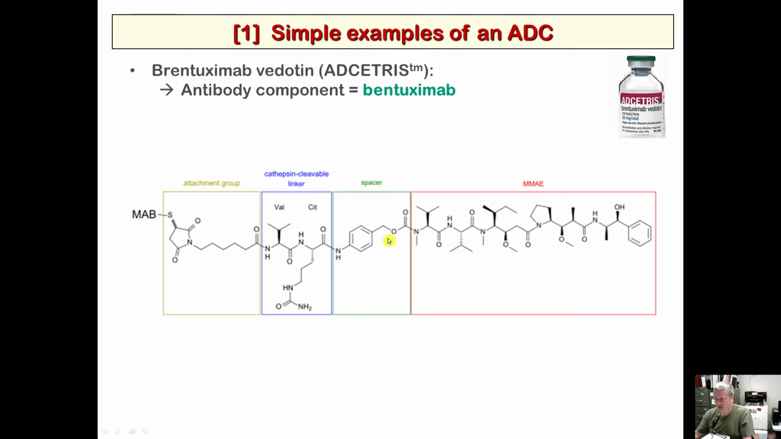Then there's a spacer group, and then there's some kind of warhead. This is a typical arrangement of an antibody-drug conjugate. The warhead does the anti-cancer activity, and as we'll see, these prevent mitotic spindle assembly, so it basically inhibits mitosis, and in a cancer drug that works really well to kill cancer cells. So the linker component is valcit, a dipeptide. It's cleaved by the protease cathepsin.